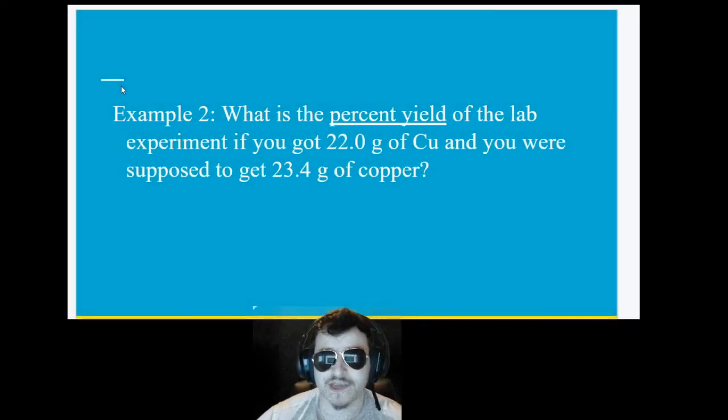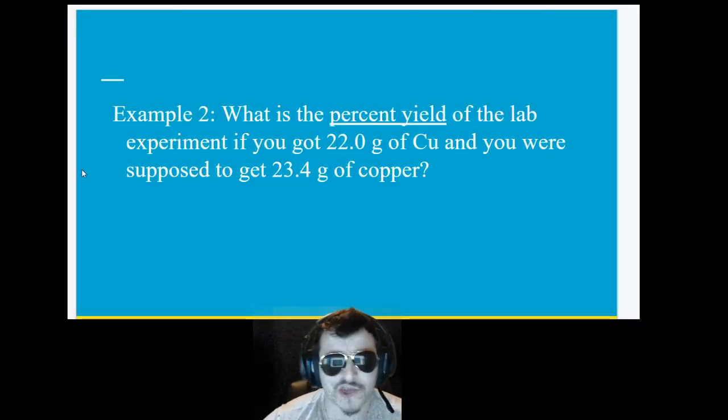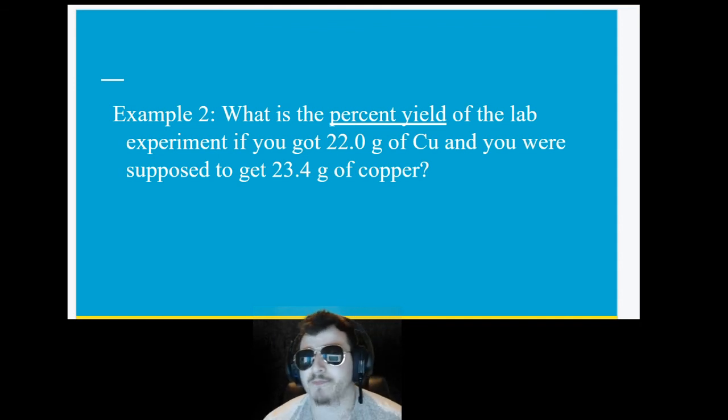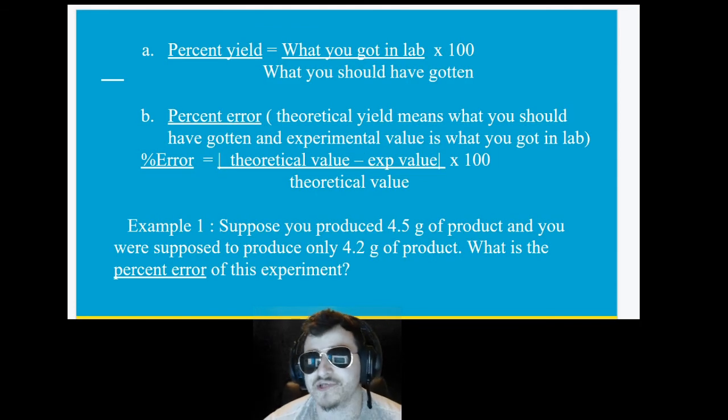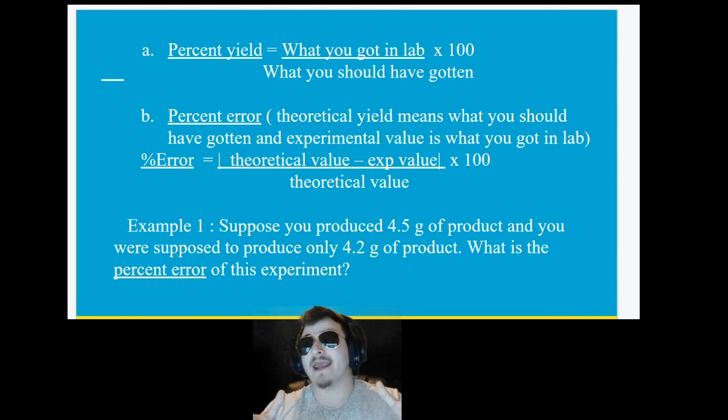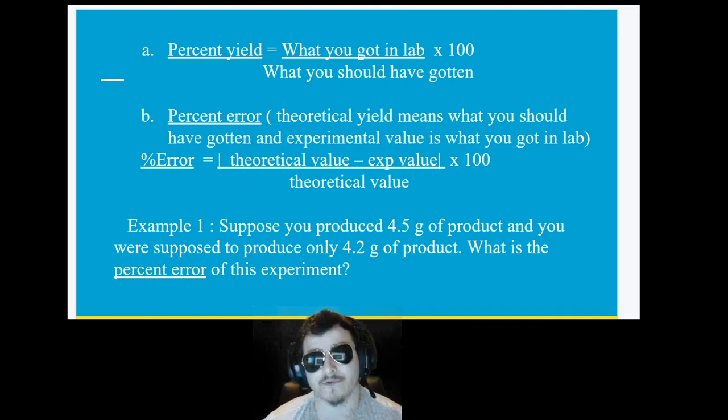Our next question is, what is the percent yield of the lab experiment if you got 22.0 grams of copper and you were supposed to produce 23.4 grams of copper? So this is going to utilize the other equation that was on the previous slide, percent yield, which is just what you got in the lab, aka the actual yield, over what you were supposed to get, aka the theoretical yield. If you mix those up, you're going to get the wrong answer. And just as with every other percent equation that you've dealt with in your life, you always end it by multiplying whatever your value is at the end by 100 to turn it into a percent.